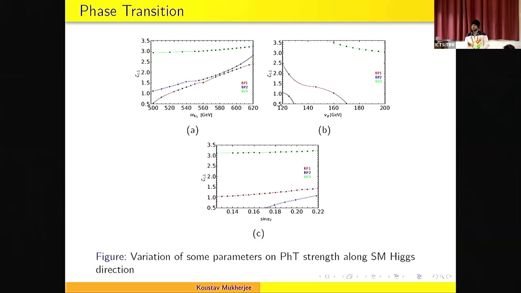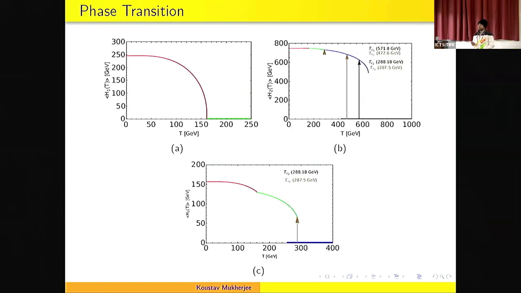These are the roles of some model parameters, where MH3, VS, and sin alpha 2, these three are the main parameters which influence the strength of the phase transition along the SM Higgs direction. And another representation is this, corresponding to another benchmark point where the strong first order phase transition is only along the BSM Higgs direction. Here you can see the SM Higgs direction has no first order phase transition, the wave is continuous and the color change is without any arrow.